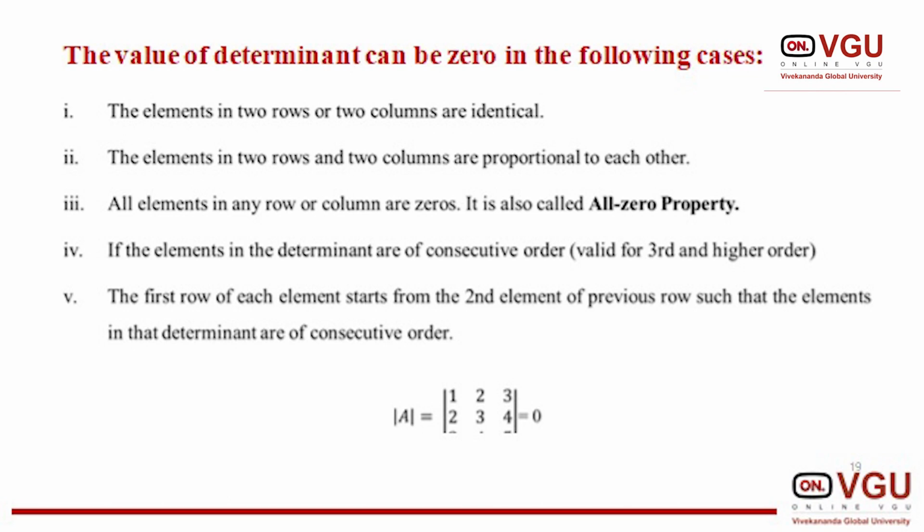One more property is with us. If we have a determinant like 1, 2, 3, then 2, 3, 4, then 3, 4, 5. Interesting it is. In the first row, we can see 1, 2, 3. Then 2, 3, 4. Then 3, 4, 5. The second element of the first row is the first element of the second row, and the second element of the second row is the first element of the third row. If we have such an arrangement, then the determinant value will be 0.